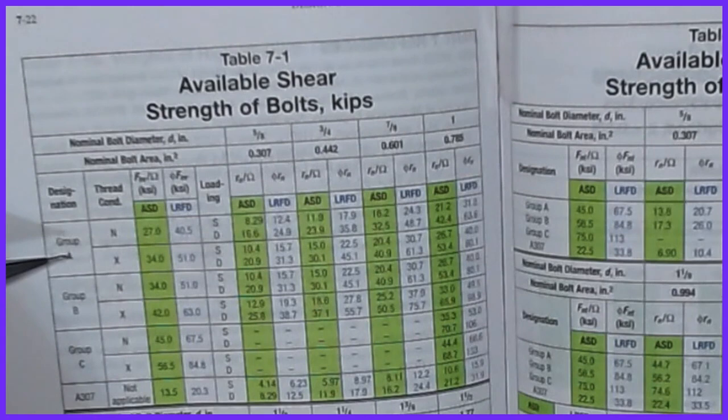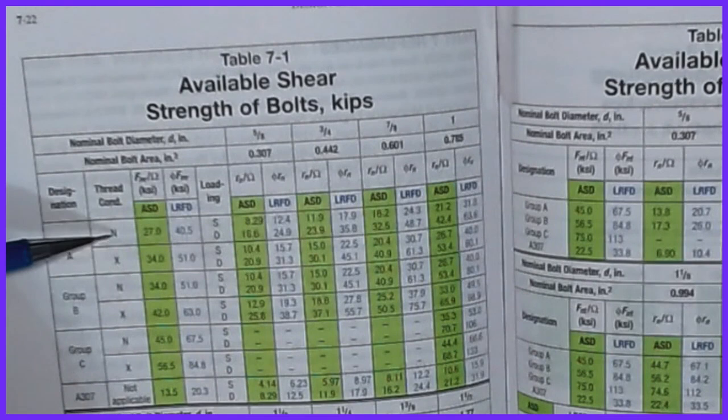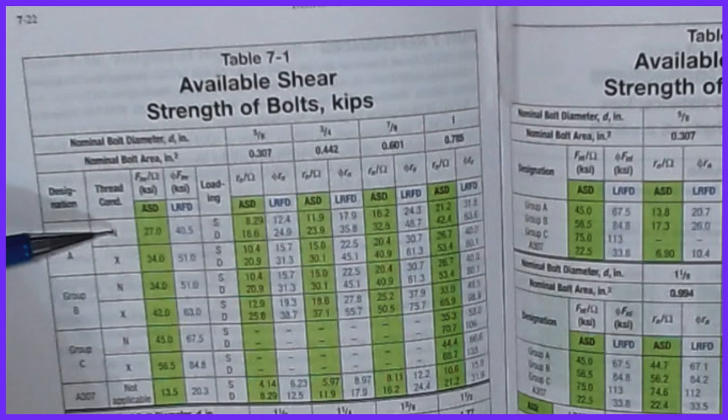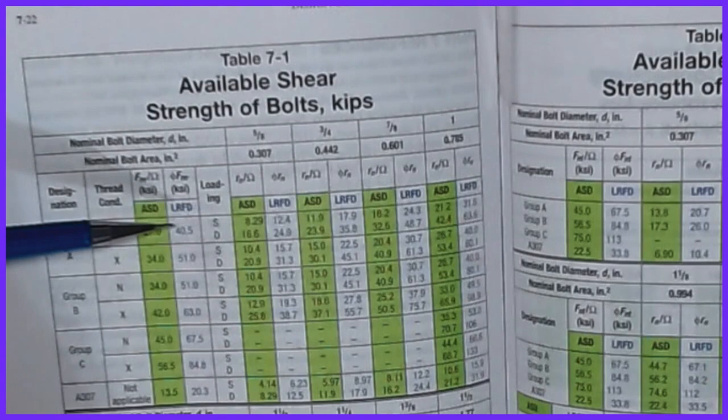Okay, then I read across, and the next column you come to is N or X. So are the threads included or are the threads excluded? Most of the time I come up to the included on there. Okay, so now I read over on this set of lines. You notice it incorporates two lines, and I read on across.